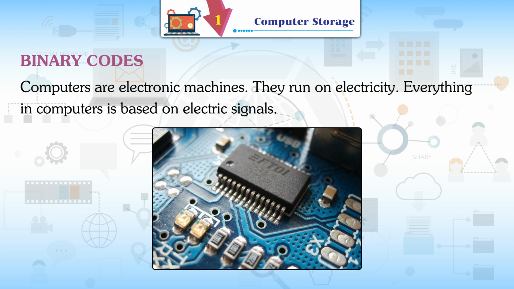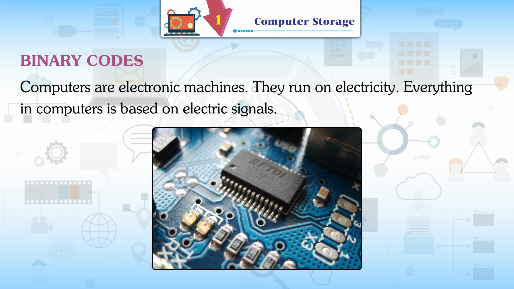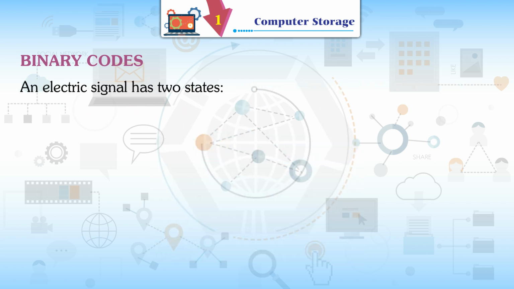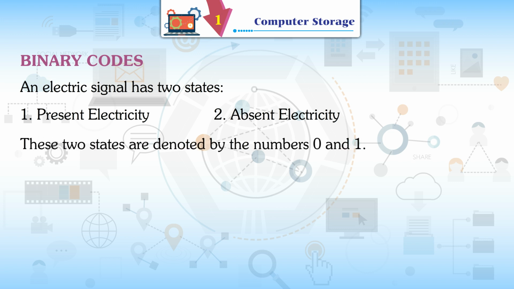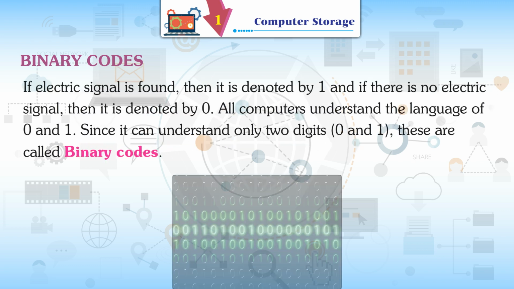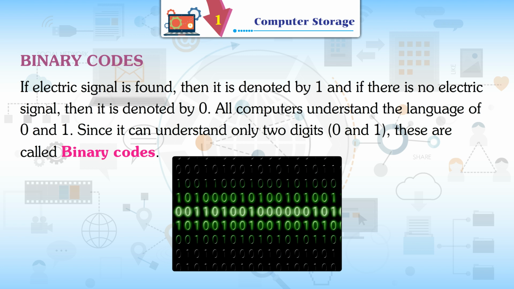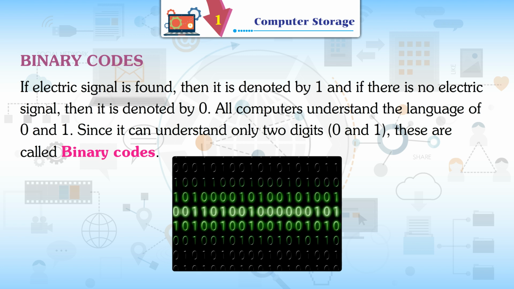Computers are electronic machines. They run on electricity. Everything in computers is based on electric signals. An electric signal has two states: 1. Present electricity. 2. Absent electricity. These two states are denoted by the numbers 0 and 1. If an electric signal is found, then it is denoted by 1. And if there is no electric signal, then it is denoted by 0.